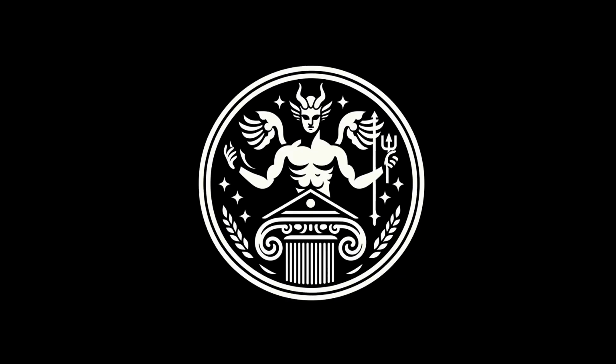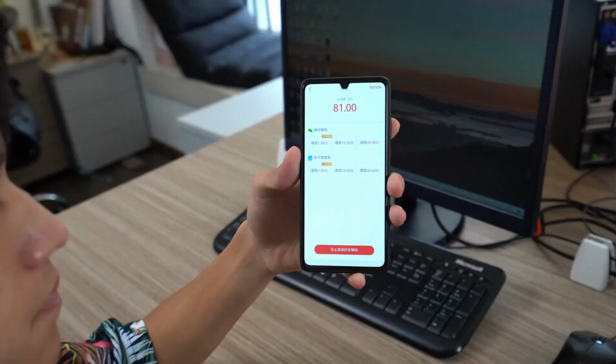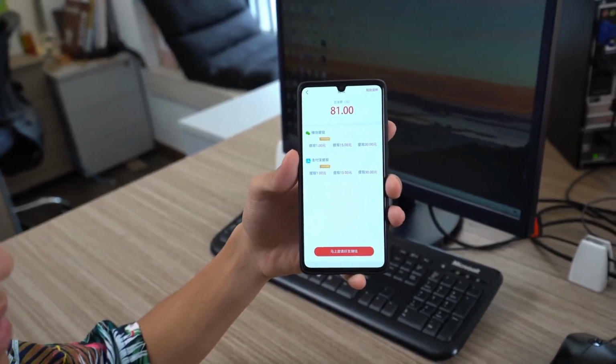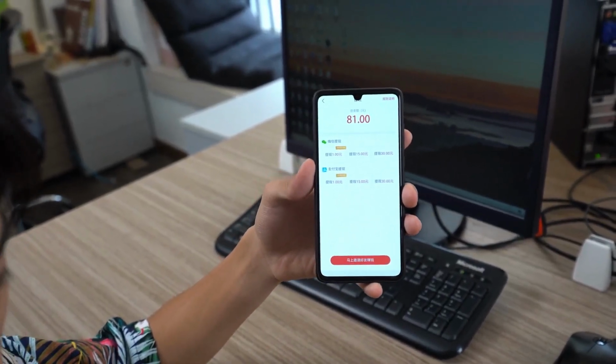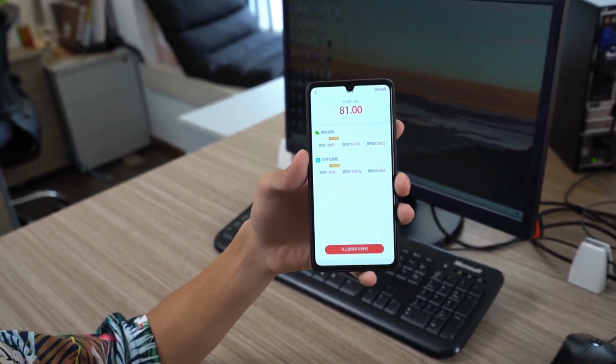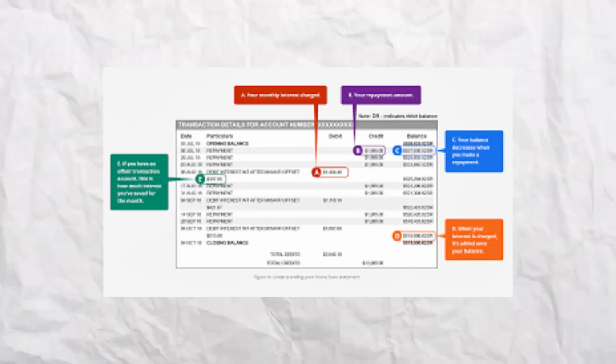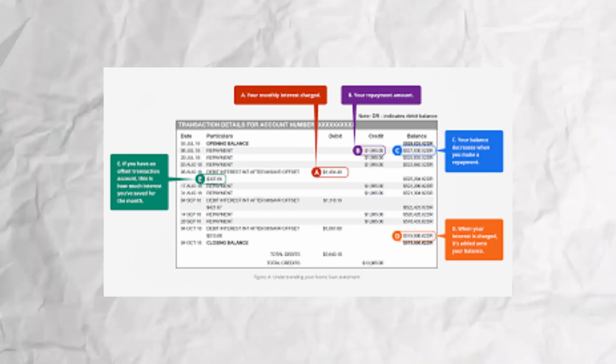Assessing your loan situation. All right, let's talk about how to check up on your student loans. Think of it like looking under the hood of a car. You want to know exactly what's going on with what you owe. First, you need to figure out the total amount you borrowed. It's not just the money you got, it's also the interest that's been added over time. You can find this number on your loan statements or by logging into your loan servicer's website.